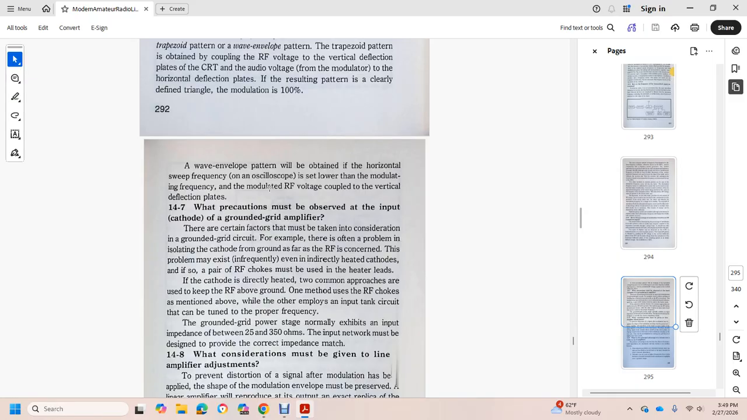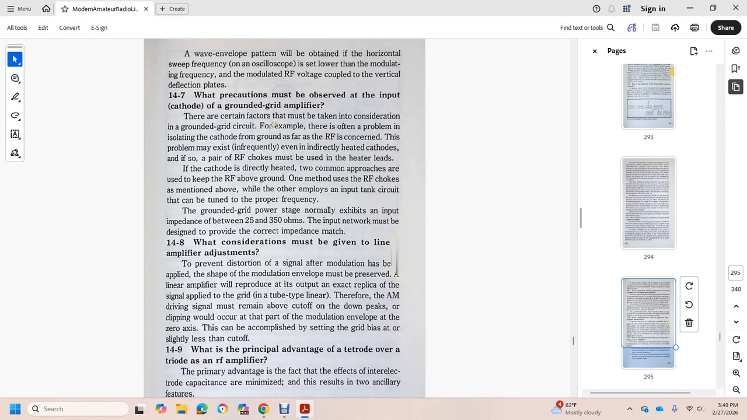One is to keep the radio frequency above ground on one of the leads by using a radio frequency choke. Both methods are employed with the input tank circuit, which can be tuned to the proper frequency. Grounded-grid power stages normally exhibit an input impedance between 25 and 350 ohms, and the input network must be designed to provide a correct impedance match.